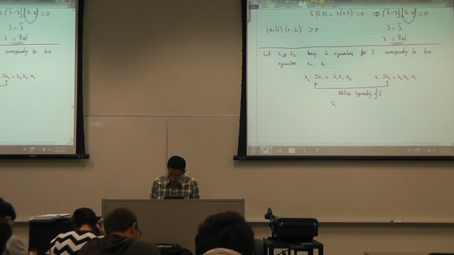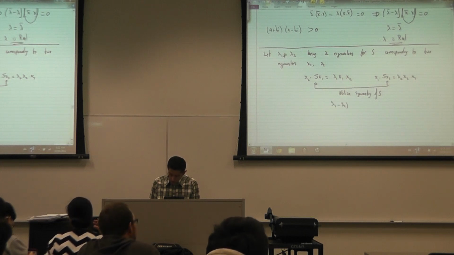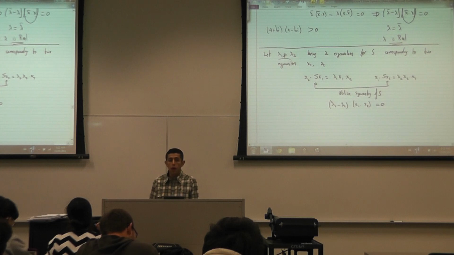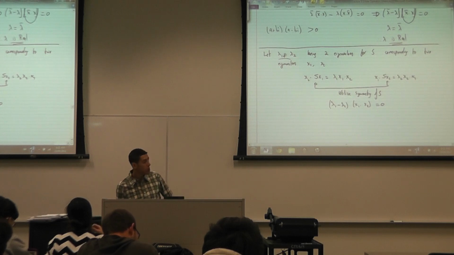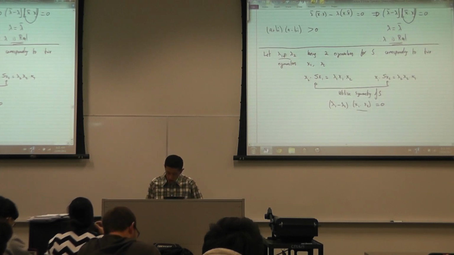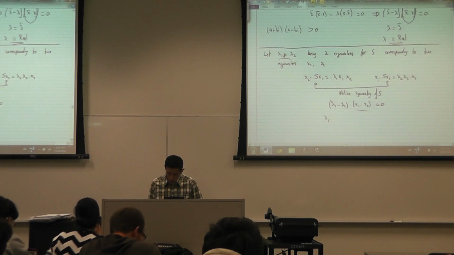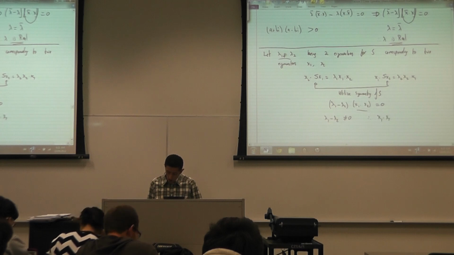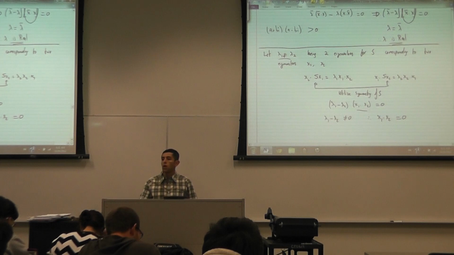Then, lambda 1 minus lambda 2, x1 dot x2 has to be equal to 0. Now I started with lambda 1 not equal to lambda 2, which means lambda 1 minus lambda 2 is not equal to 0. Therefore, x1 dot x2 has to be equal to 0. Which means x1 and x2 are orthogonal to each other.